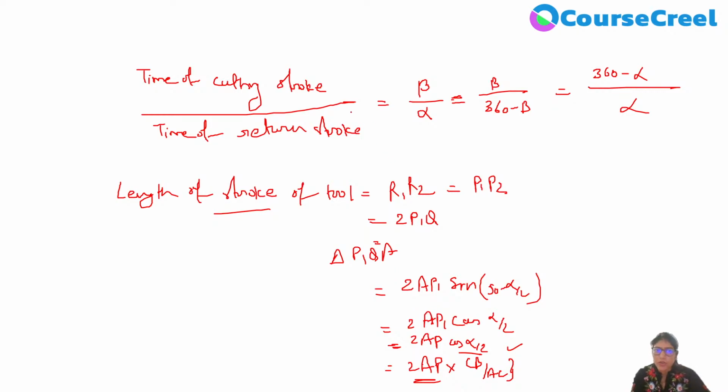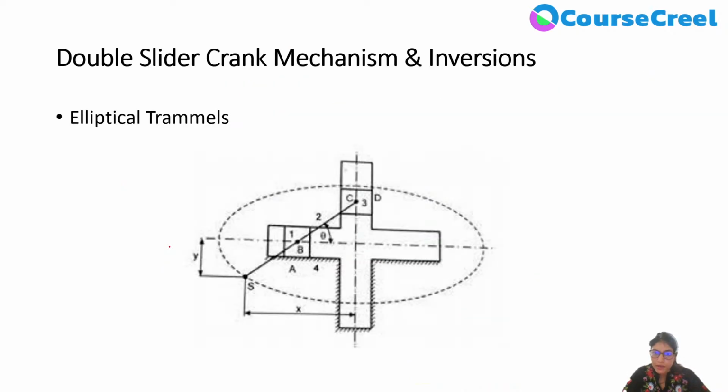And if you want to define the time of the cutting stroke and the time of the return stroke ratio, it will be like this. We can define the length of stroke, or the complete length covered by the actual part. If we take an internal combustion engine, there will be no cutting option, but it will be considered as the forward and return stroke of the part. Okay, so this is about quick return motion mechanism.